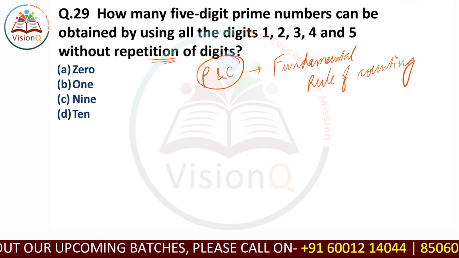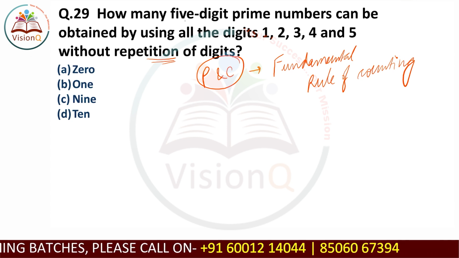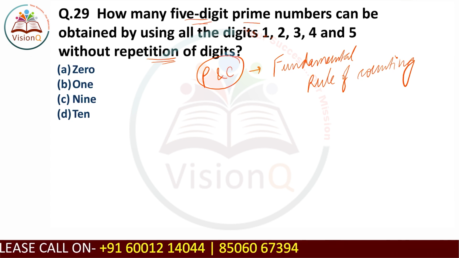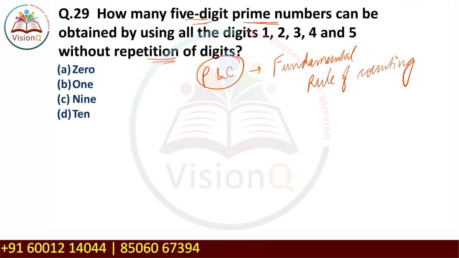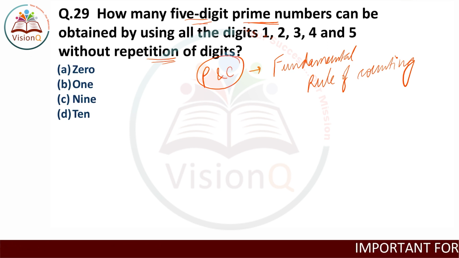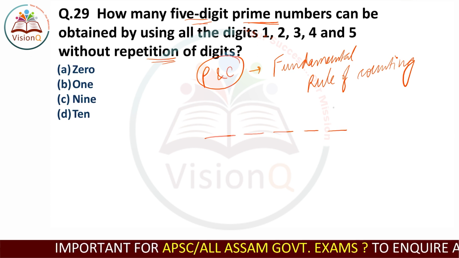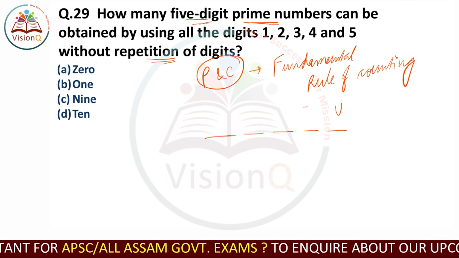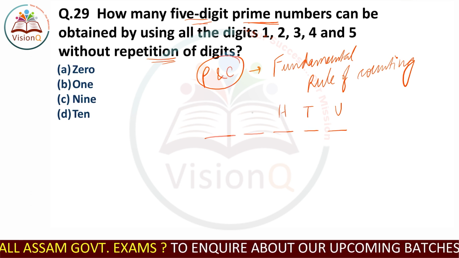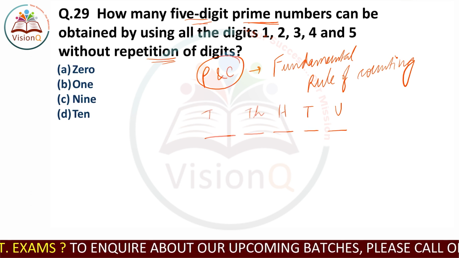Now, the digits should be 5. This should be a 5-digit prime number. Now, what is a prime number? Those numbers which are divisible by only 1 and the number itself. It has only two factors, 1 and the number itself. So, it has 5 digits, suppose 1, 2, 3, 4 and 5. This is the units place or ones place. This is the tens place, hundreds place, thousands place and 10,000 place.